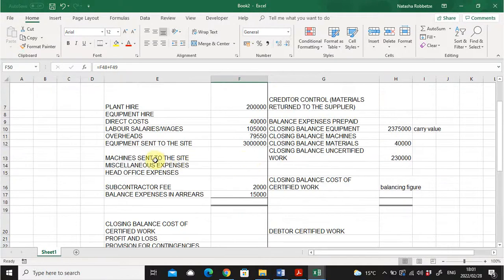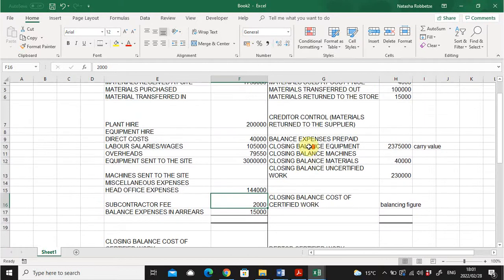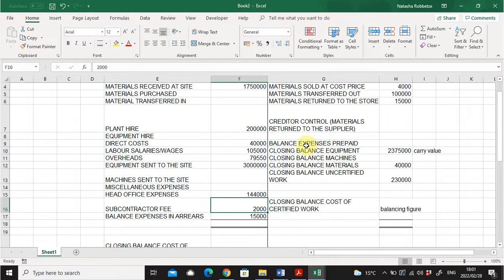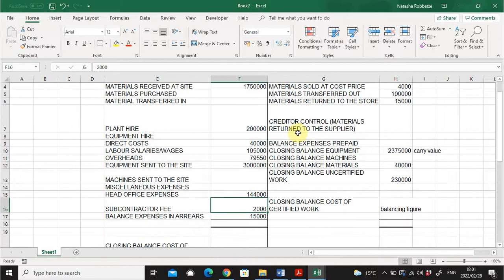So I am going to base the head office cost on 120% of 120,000 Rand. So for the head office expenses, I'm going to say it's 120,000 times 1.2, because 120% in decimal, if you divide it by 100, is 1.2. That gives us 144,000. All right, so it seems to me like those were all the items that we have to fill out up till this part before we continue with the debtors part.